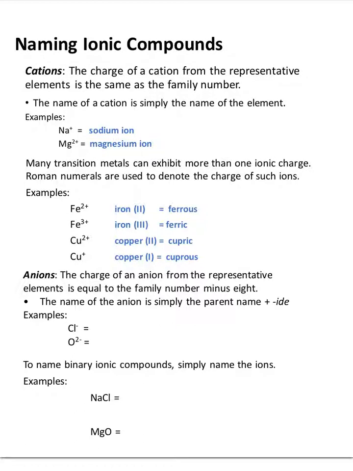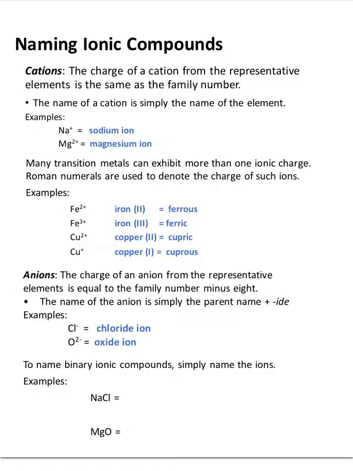So if we look at chlorine, we would take the parent name chlor, take off the end, and just stick "ide" onto the end of it. So it would become the chloride ion. If you look at oxygen, we would keep the root name or the parent name, so ox, take off the end and add "ide" to it. So it would become the oxide ion. And that's kind of how it goes if you're trying to name just individual ions.